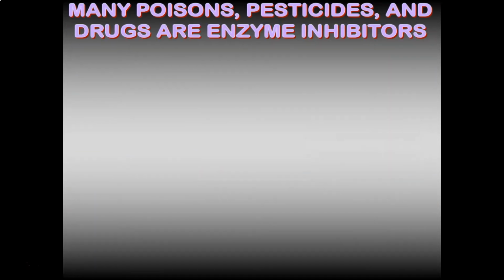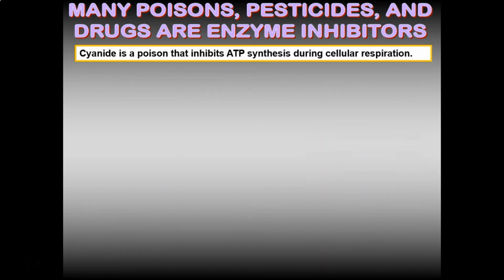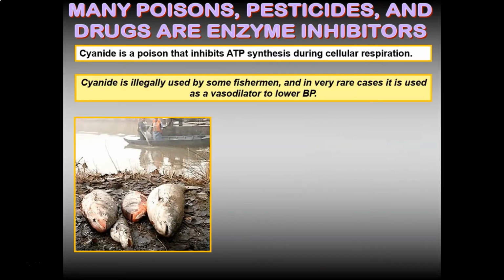Okay. And finally, I decided to throw this in here. Just kind of cool how now we know some things about enzymes and we can get into how they work. So cyanide, it's a poison that inhibits ATP synthesis during cellular respiration.